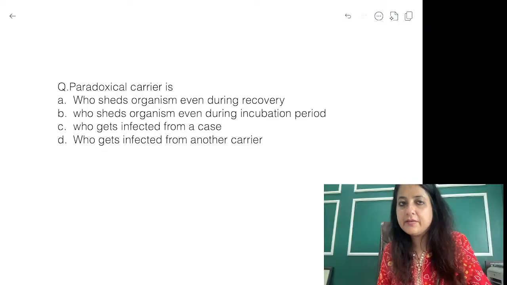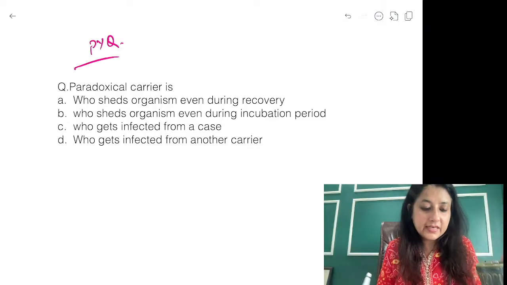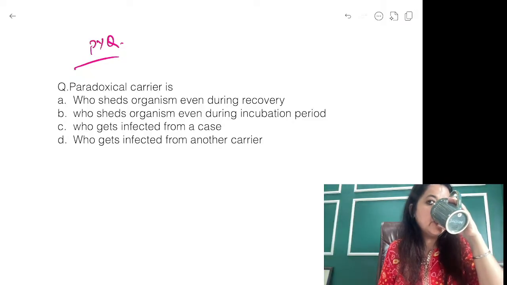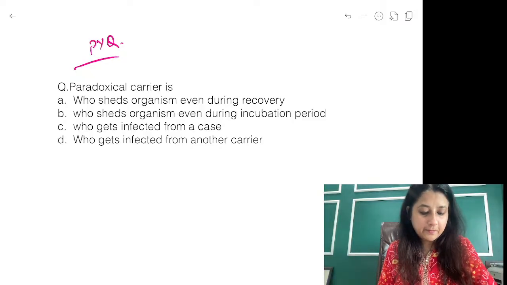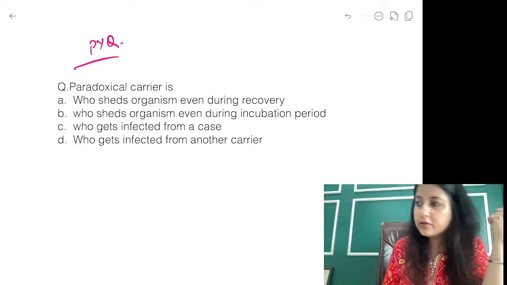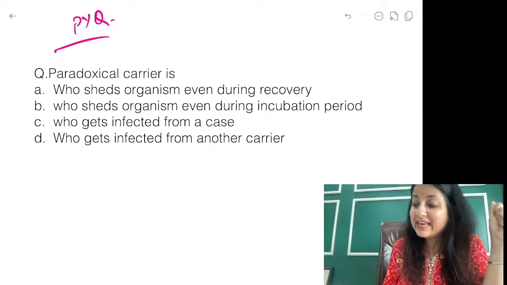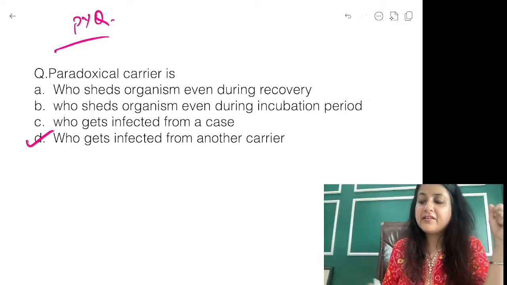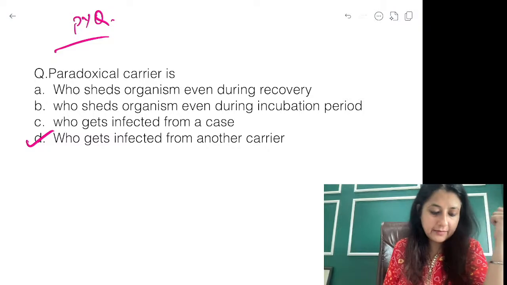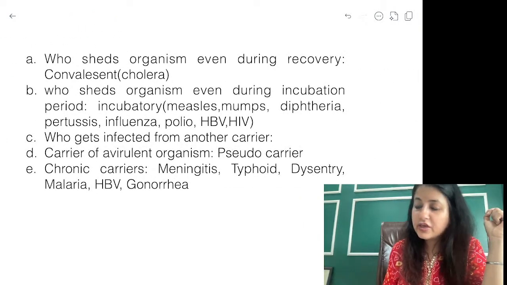Paradoxical carrier क्या होता है? Anyone? ये PYQ है guys. Okay, I forgot to mention the year. Can you tell me what is paradoxical carrier? आंसर क्यों नहीं आ रहा है? रिवाइज नहीं किया ये वाला टॉपिक. Who gets infected from another carrier. वेरी गुड. Who gets infected from another carrier. ऑलराइट, paradoxical carrier. ओके, just a couple of words.